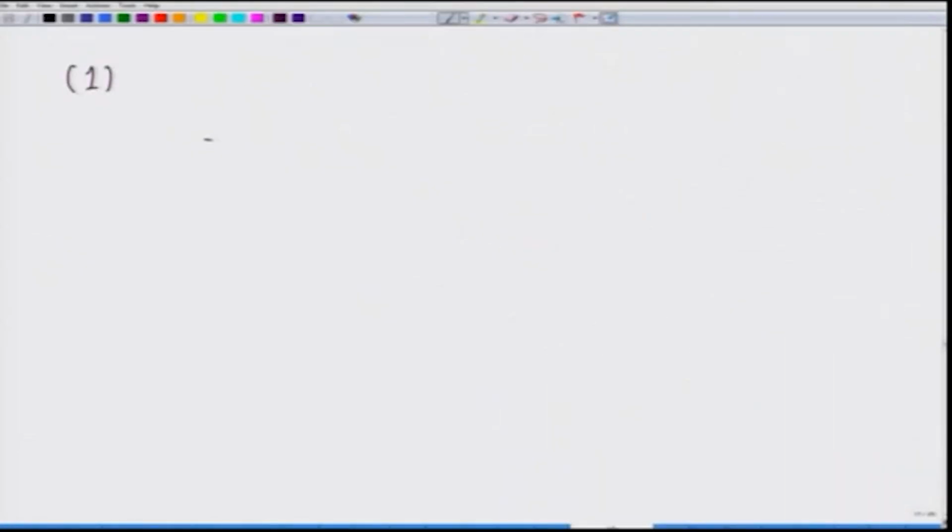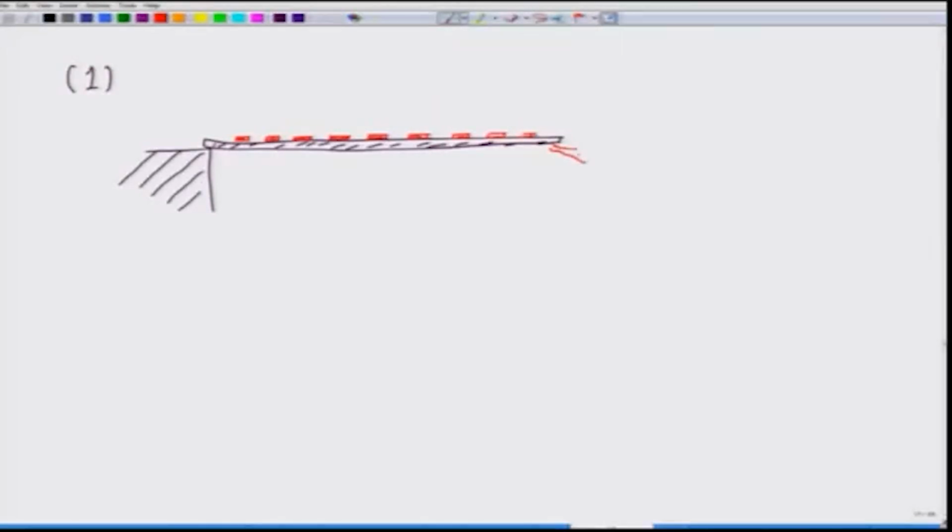In the first example, I will take a long scale, which we will assume is rigid for our practical purposes, and hold it on the edge of a table on one side, and I will put some small objects on it. In my case, I have taken them to be carom coins. I will keep holding it here by my hand, and we want to know what will happen after I release my hand.